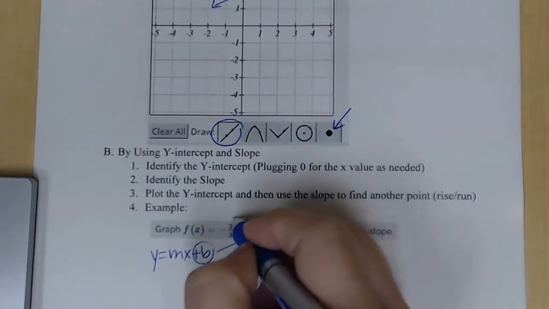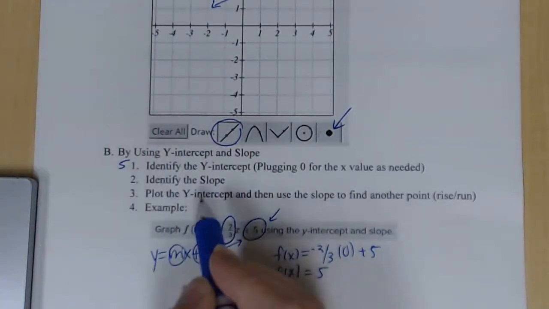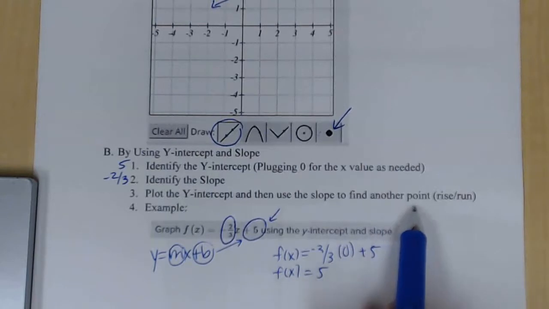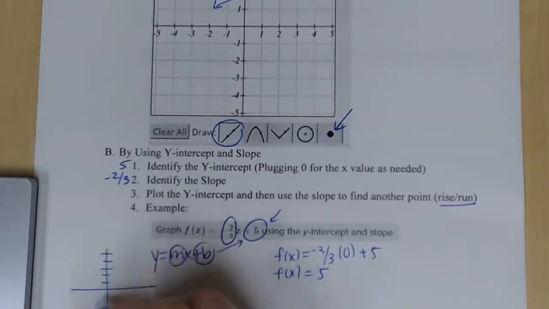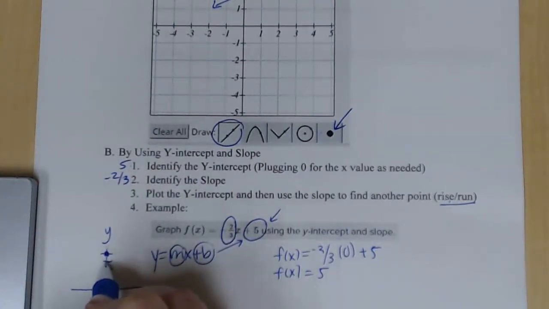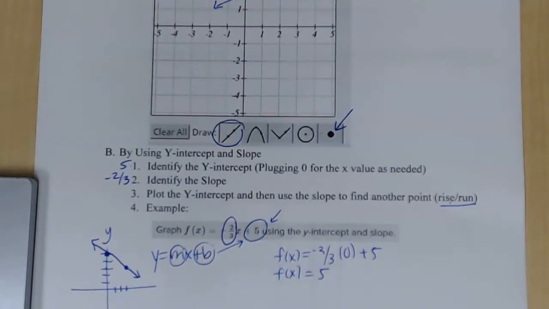Part 2, identify your slope. So you'll notice my slope is the number next to my x because I'm in that y equals mx plus b form. So I've got my y-intercept, it's a 5. I've got my slope, it's a negative 2/3. Plot the y-intercept and then use the slope to find another point using rise over run. So y-intercepts, you're always going to start on your y-axis here. So I'm going to plot my 5, 1, 2, 3, 4, 5. Then from that point, I'm going to do rise over run. So I'm going to have to rise negative 2 and run 3. So I'm going to go down 2, 1, 2, and over 3. So this is my equation of y equals negative 2/3 x plus 5.